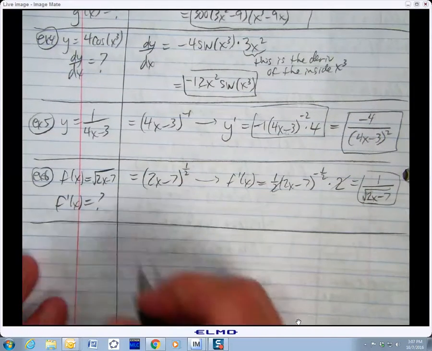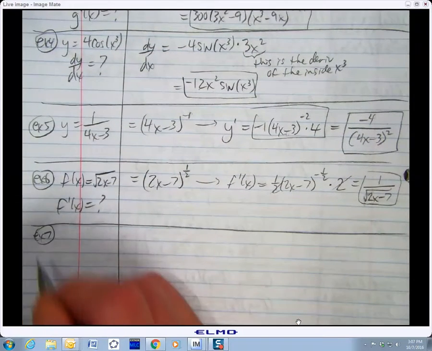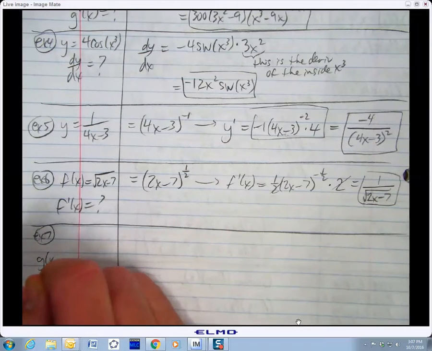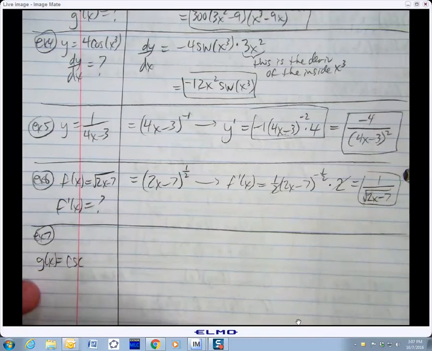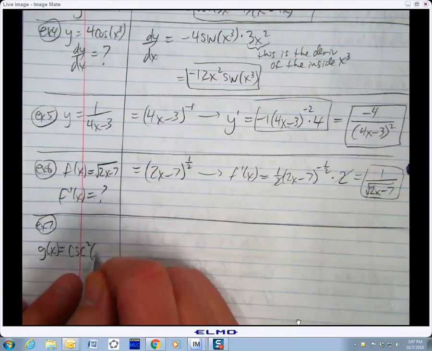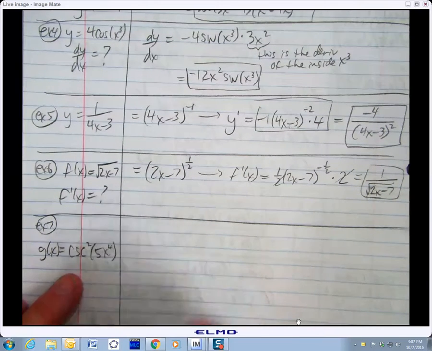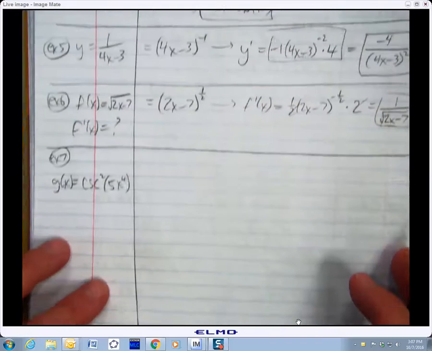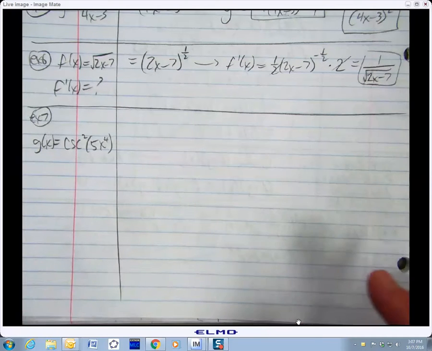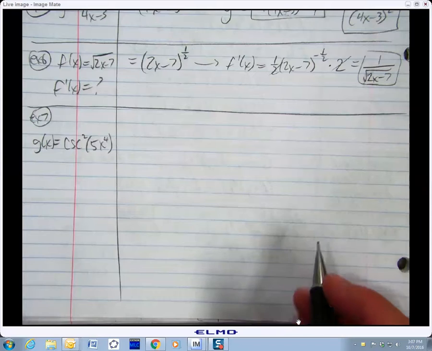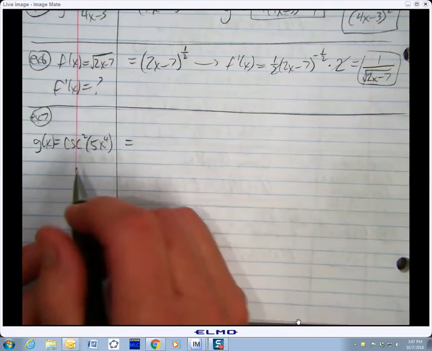All right, the last one. This one, a little bit more complicated. Cosecant of, just kidding, cosecant squared of 5x to the 4th. Cosecant squared of 5x to the 4th. And of course, we're looking for a derivative.